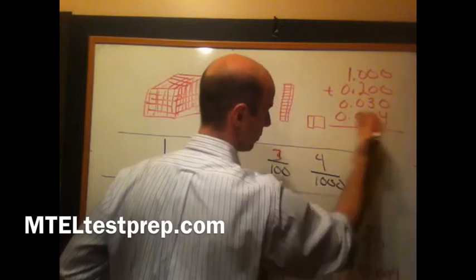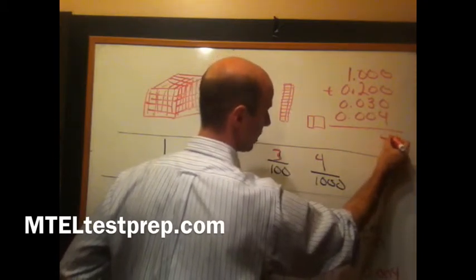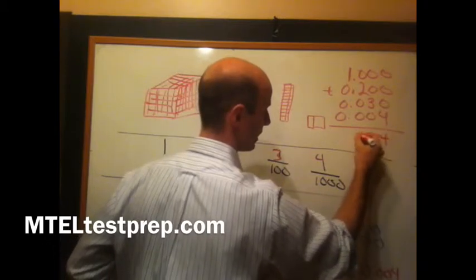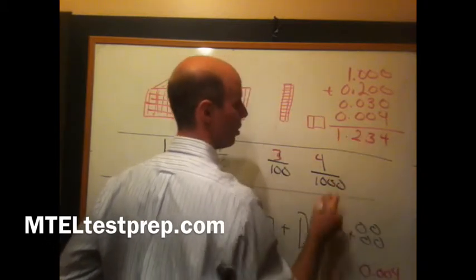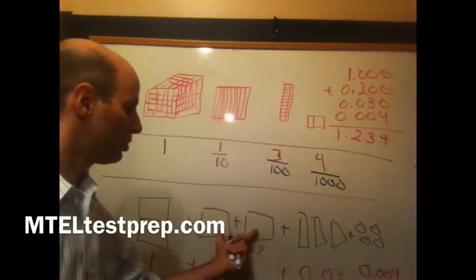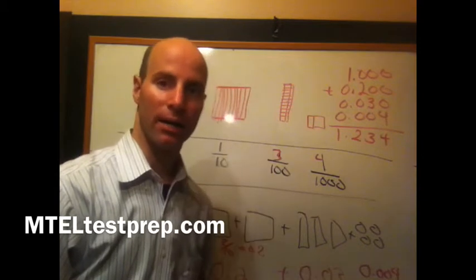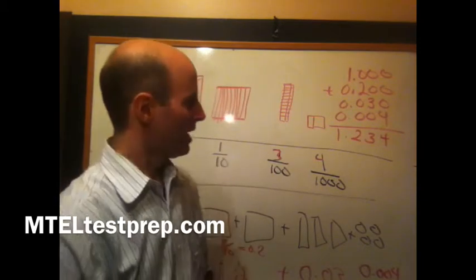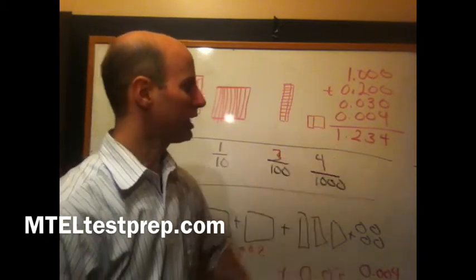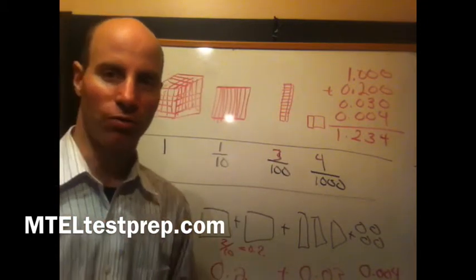I add from lowest to greatest. I add going from right to left. That would be 4, 3, 2, 1. The answer, if I added up a cube, 2 sheets, 3 sticks, and some little cubes, would be 1 and 234 thousandths. I hope you find this helpful.